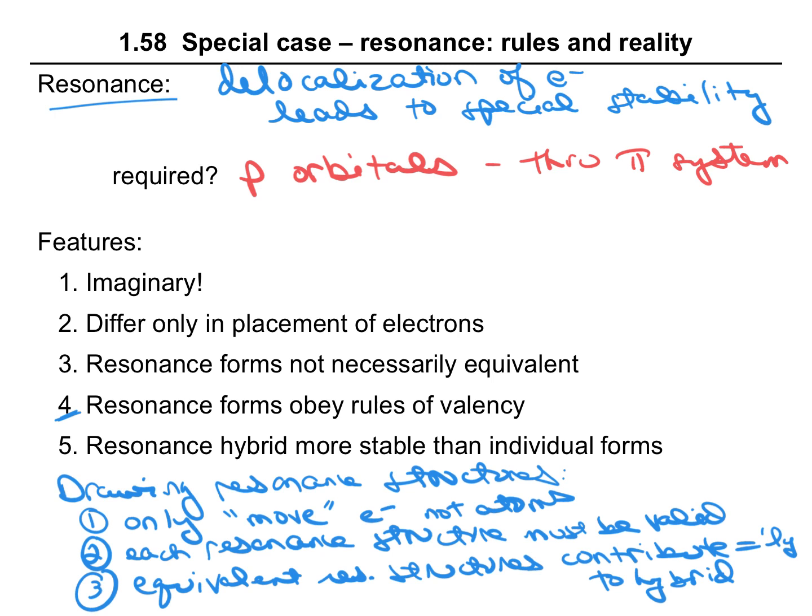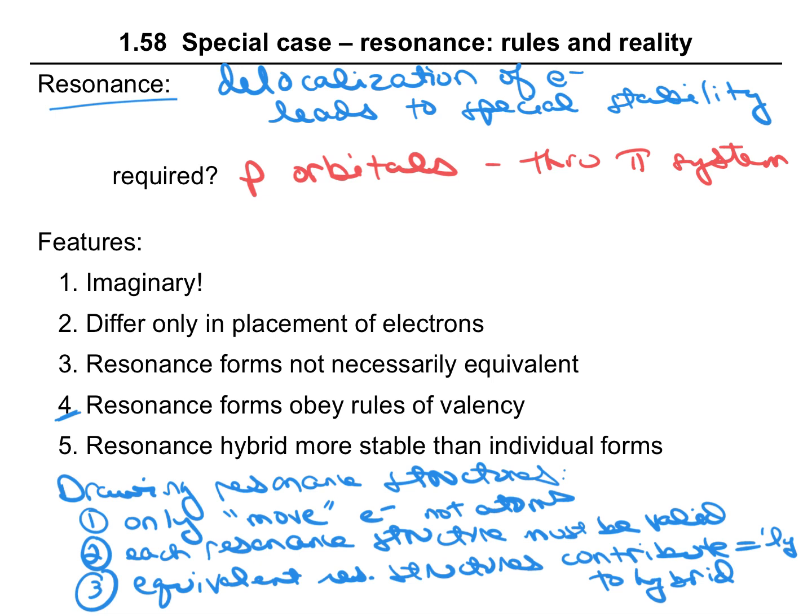And then more stable resonance structures contribute more to the resonance hybrid. So there's a problem with that sentence, because the resonance structures don't exist. So how can we compare their stability? That's a problem, but we need to think about different features.